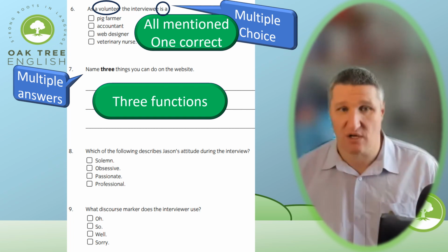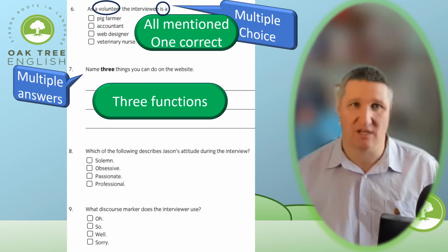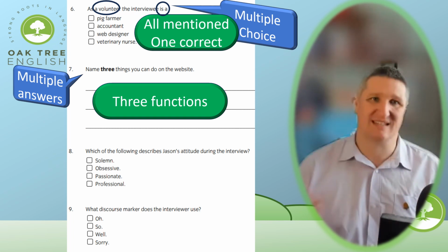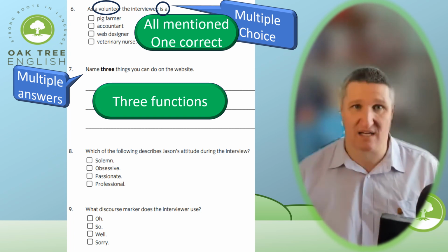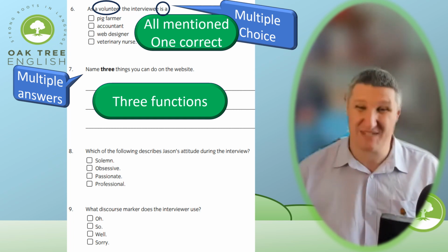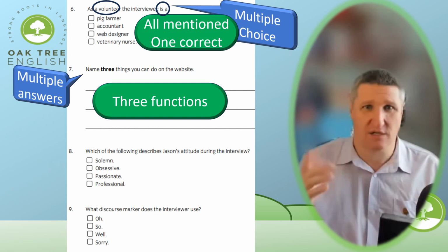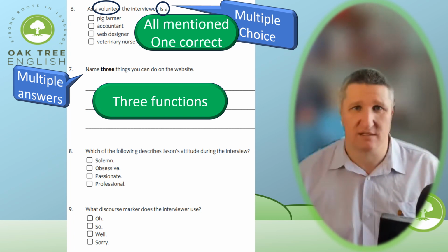Question 8. Which of the following describes Jason's attitude during the interview? Solemn, obsessive, passionate, or professional? The next question is an example of multiple choice. And notice it's about the attitude in the recording. Notice the type of adjective suggested. Solemn, which is serious, like at a funeral or a wedding.